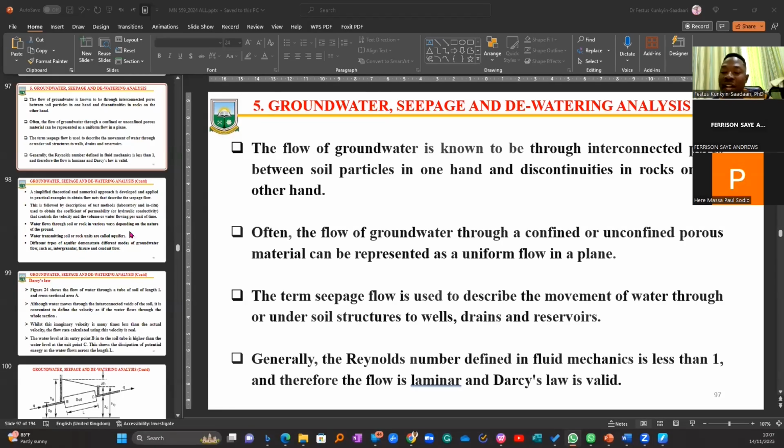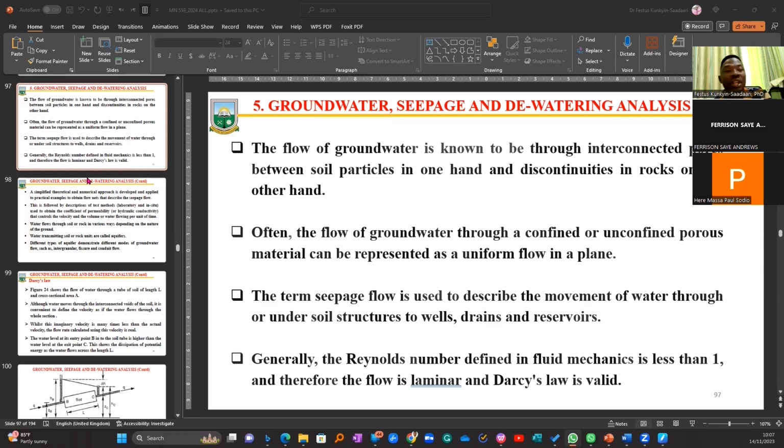Today we want to have a look at groundwater, seepage and dewatering analysis. Per se, we just want to see what happens when we have water present in our formation. All throughout our discussion, we are talking about the strength of the rock, but water is one of the parameters that can disturb our rock or soil as geotechnical officers.